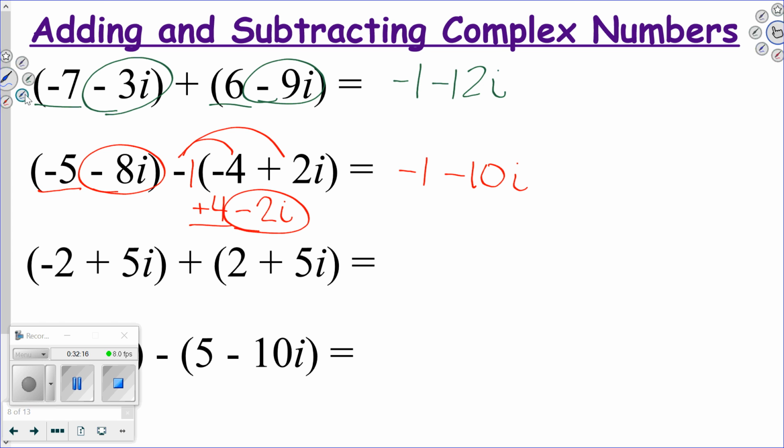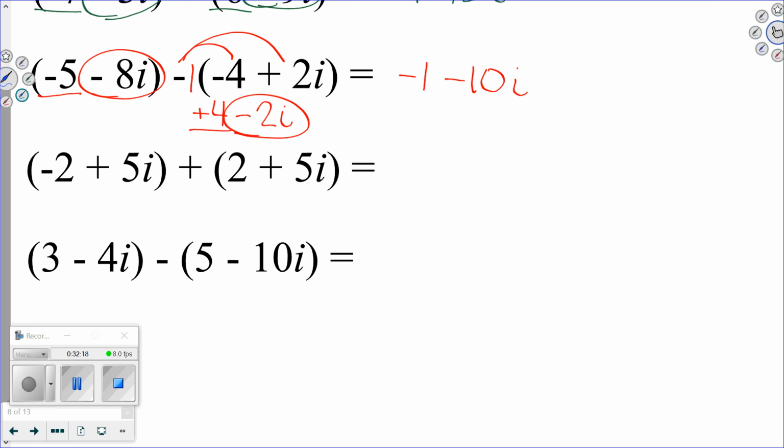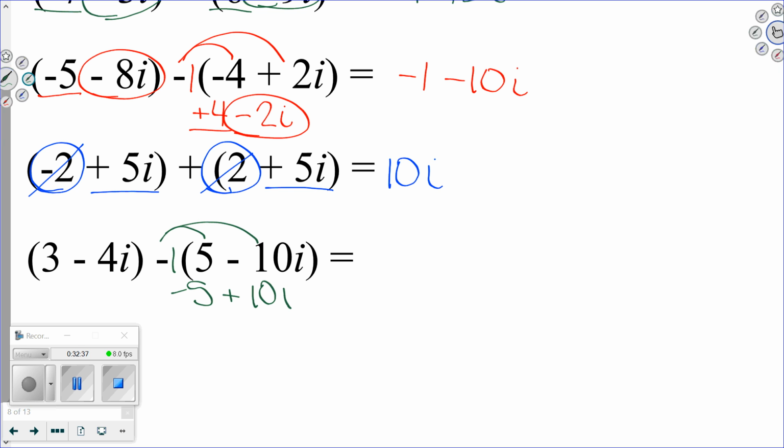Next one, do I have to distribute? No, it's just a plus sign. So I have negative 2 plus 2, cancels. 5i plus 5i gives me 10i. And distribute on the last one? Yep. Negative 5, that changes that to a plus 10i. So 3 minus 5, negative 2. Negative 4i plus 10i is 6i. Anybody get all 4 right?